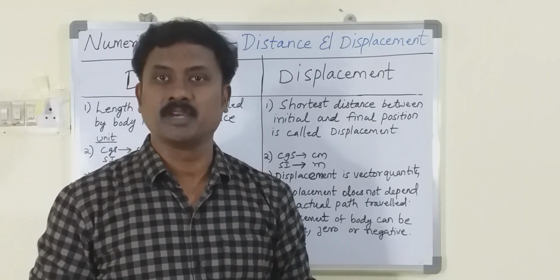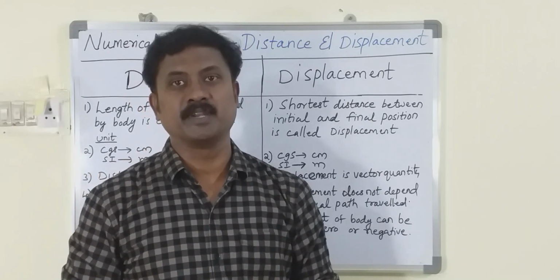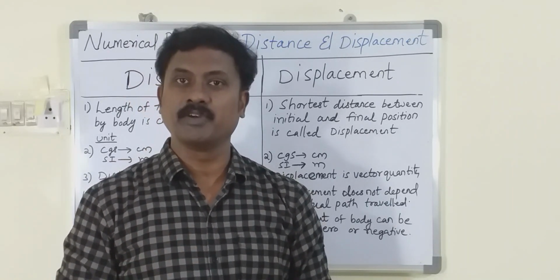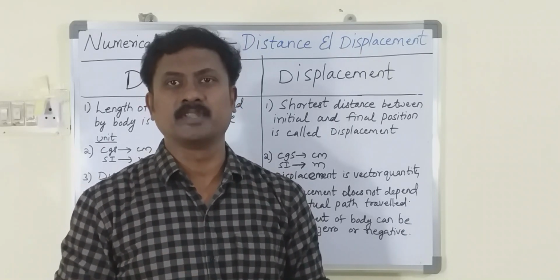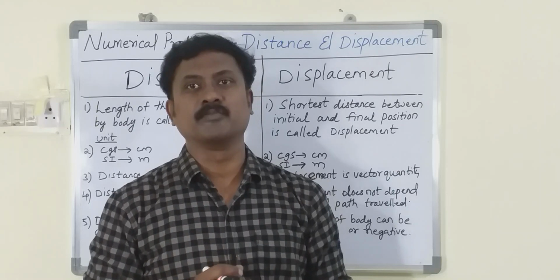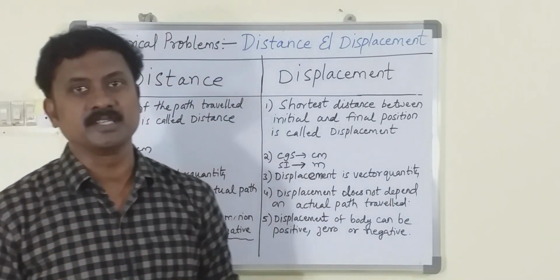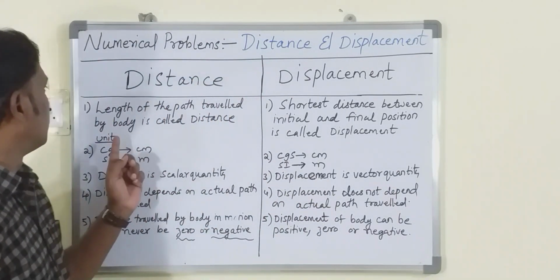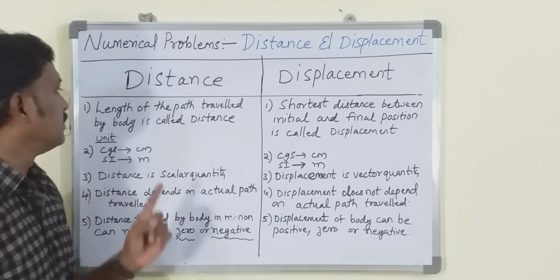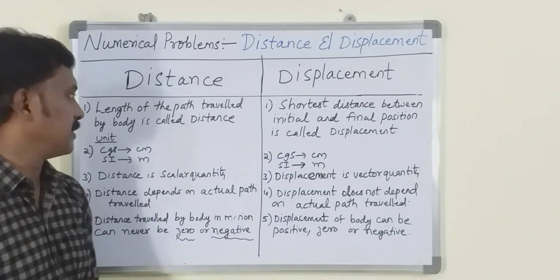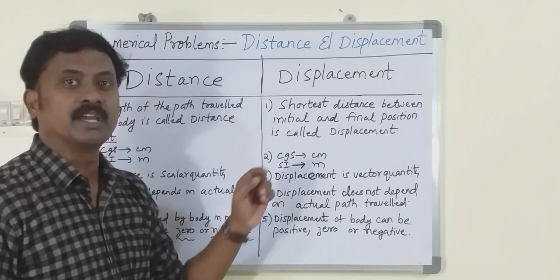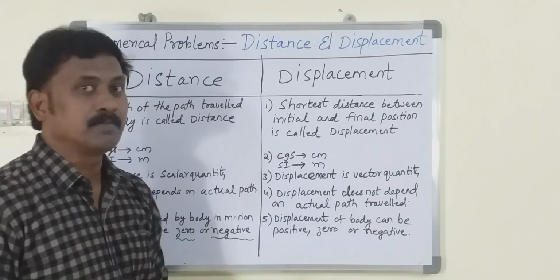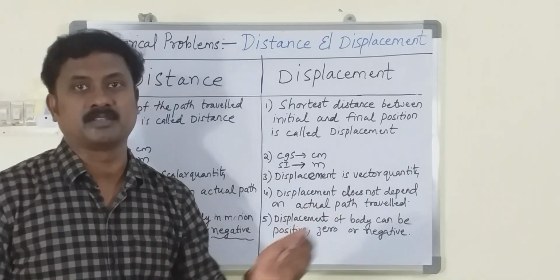In the last class we have studied about distance and displacement. This class exclusively we are going to discuss about the problems related to distance and displacement. Before that, let me recap some of the important points. Distance is defined as the length of the path traveled by the body, and displacement is the shortest distance between the initial and final positions. Displacement does not depend on the total path traveled.